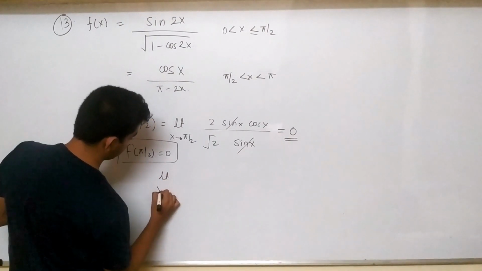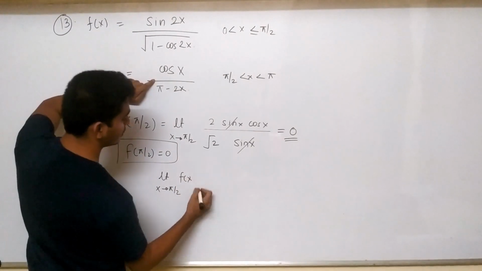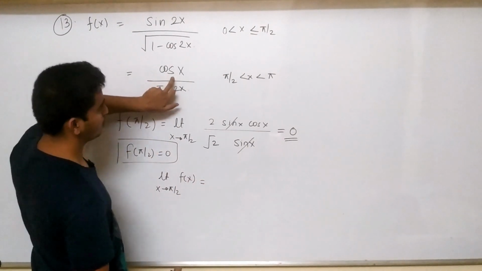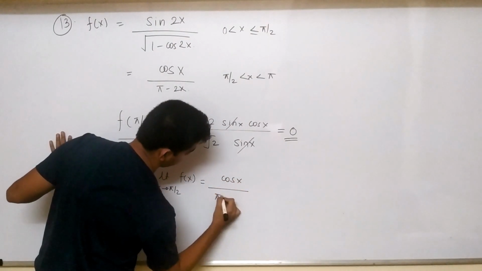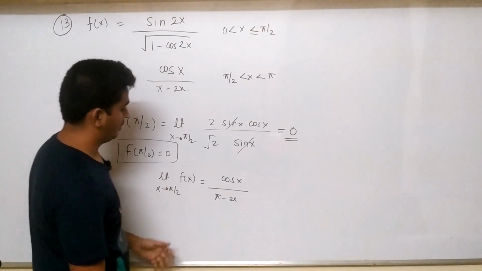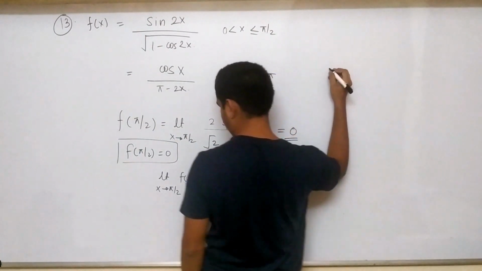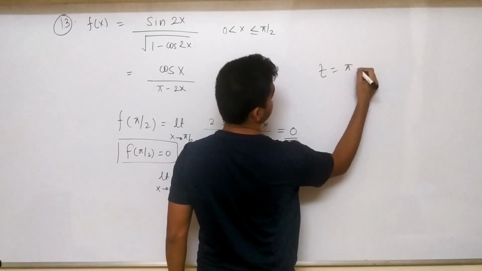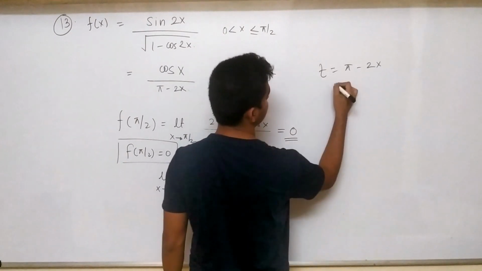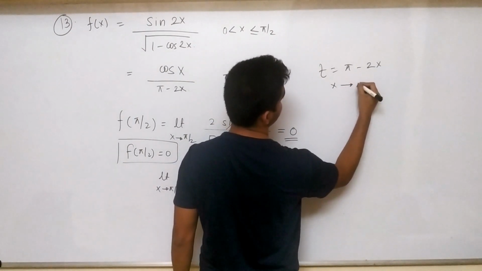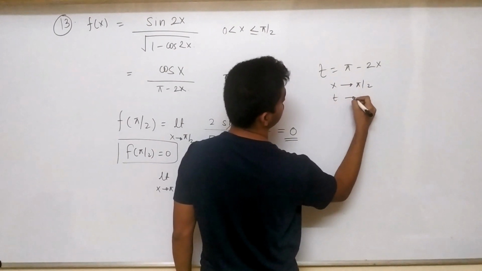So limit x tends to pi by 2 for f of x, this particular function will be cos of x everything divided by pi minus 2x. Now if you try to substitute this value as t, so let's say t is pi minus 2x. So when x is approaching pi by 2, pi minus pi, so t will approach towards 0.